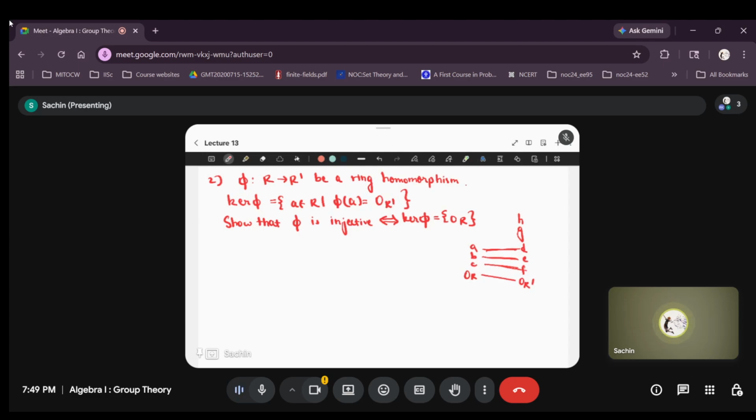First we have to assume one of the directions. Suppose kernel of phi has only 0 R. We want to show that phi is injective. To show that a function f is injective, we have to show that if f of x1 is equal to f of x2, then x1 is equal to x2. So assume phi of a is equal to phi of b for some a and b.